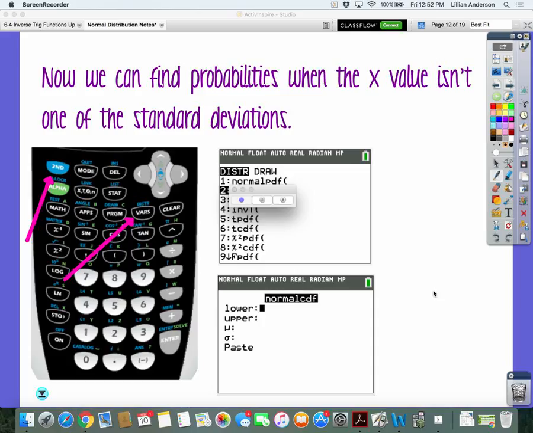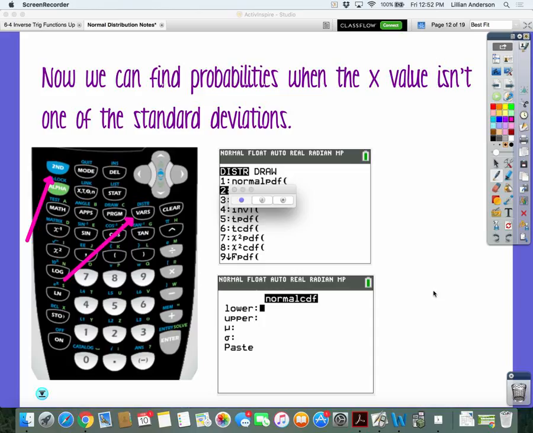All right. So, last time we talked about how to go about figuring out your normal distribution curve, finding out how it is spread out amongst your data, and then finding probabilities for numbers that were actually on your x-axis. Now we're going to talk about how you can find probabilities when the x value is not one of your standard deviations, okay? Because it can very well happen. That's when you use your calculator.